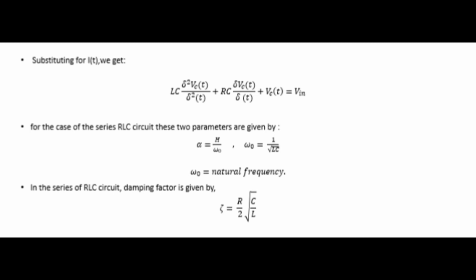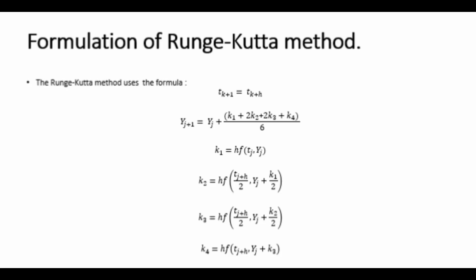For the case of the series RLC circuit, these two parameters are given by alpha is equal to R over omega naught, and omega naught is equal to 1 over square root of L times C, where omega naught is the natural frequency. For the damping factor in the series RLC circuit, the damping factor is equal to R over 2 times square root of C over L. Now we're going to see how the Runge-Kutta method is formulated in the example.